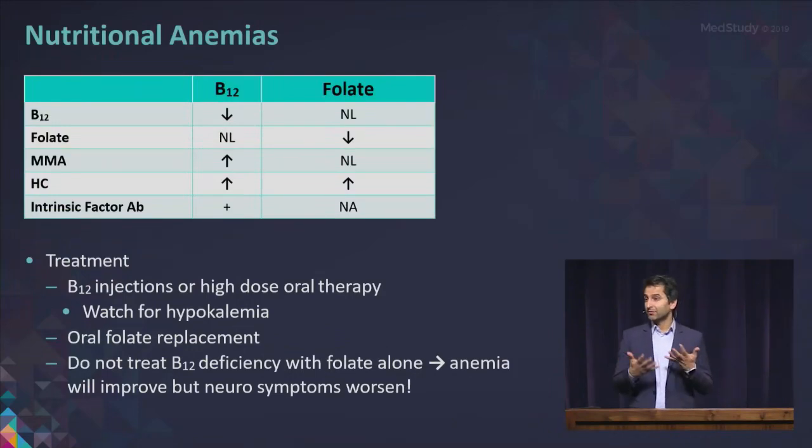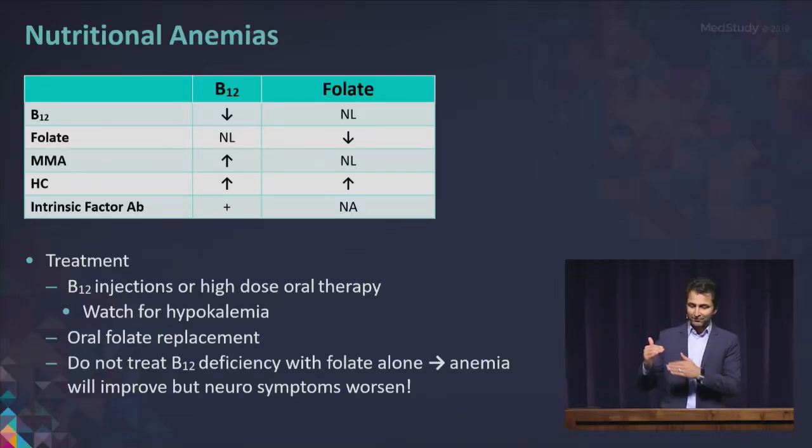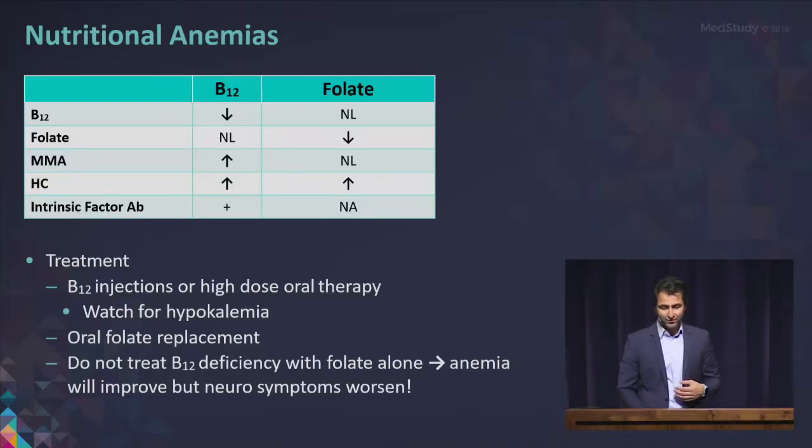Folic acid is pretty straightforward. Diagnosing a deficiency state, you're going to have a low serum folate level. You don't have to worry about the metabolites as much. Make note of this table because it helps differentiate the findings in B12 and folate deficiency.